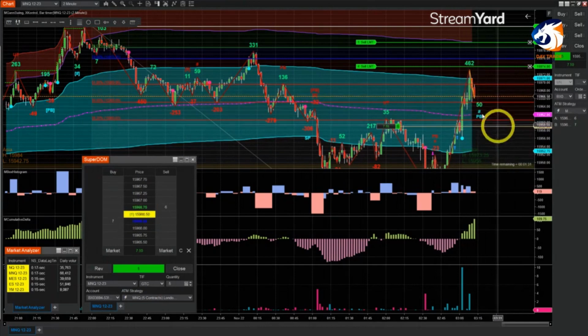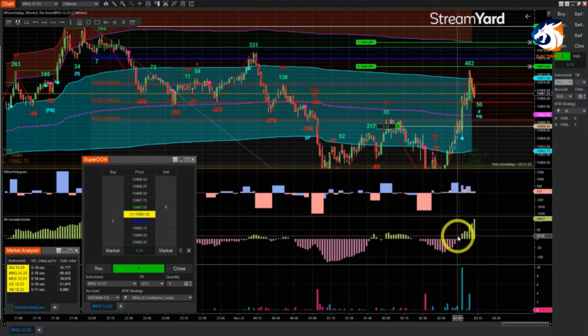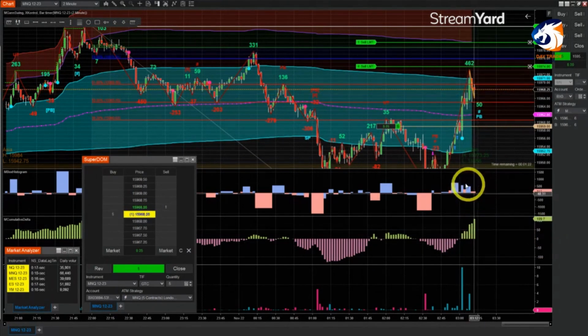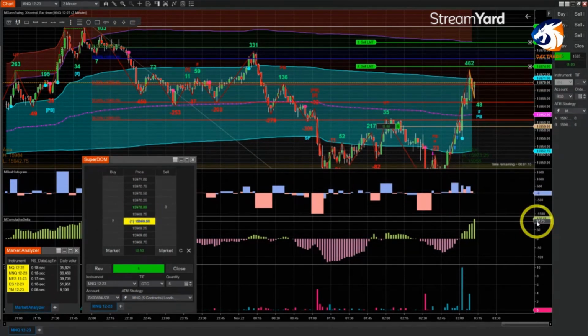So we still have a triple algo. Strong momentum here based on the cumulative delta. It's increasing. What worries me is this. It's not increasing. It's going down, in fact, which is the histogram. So let's see.